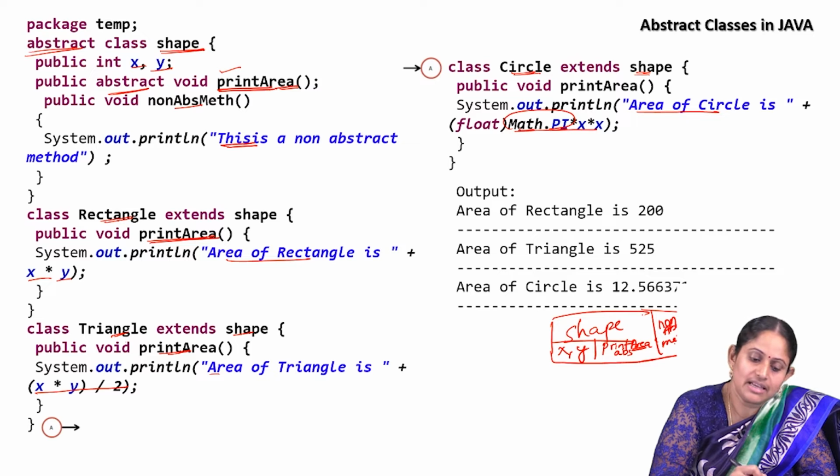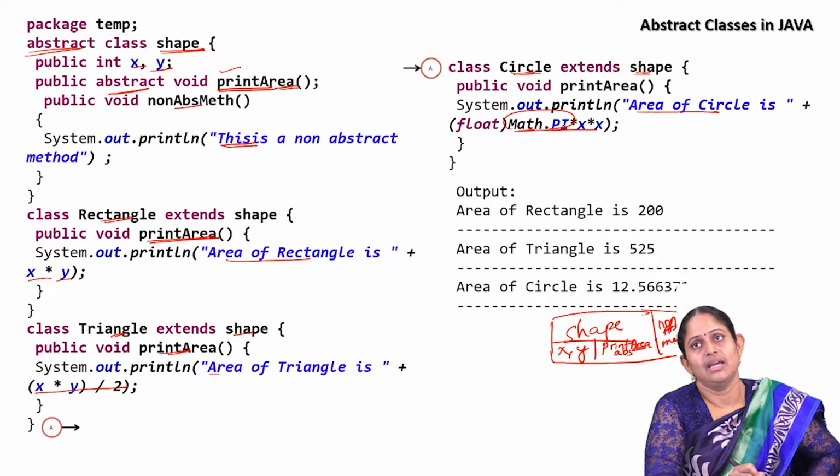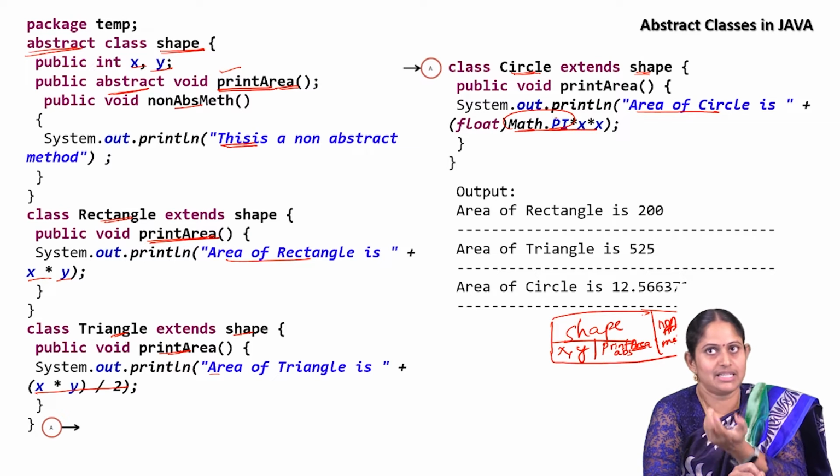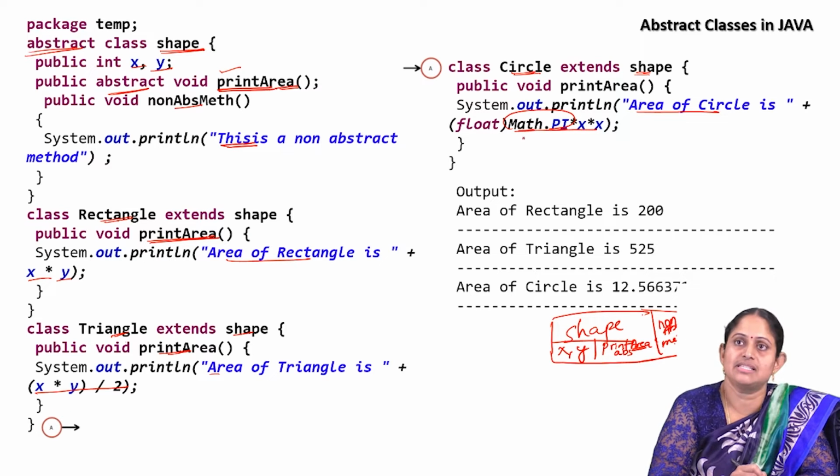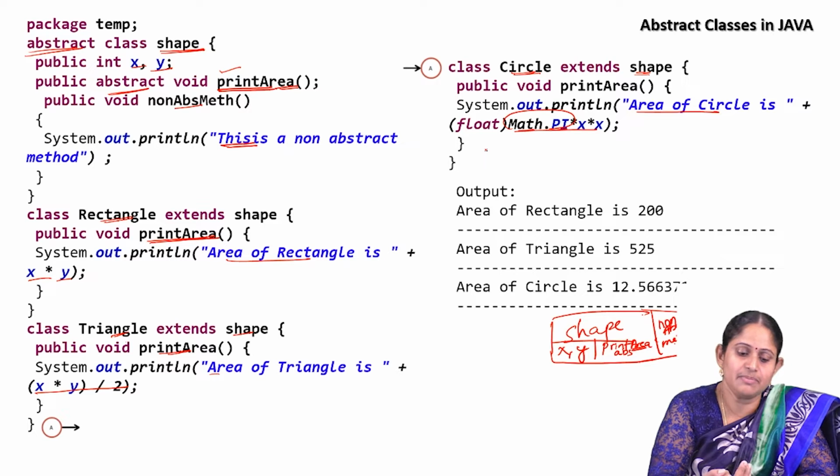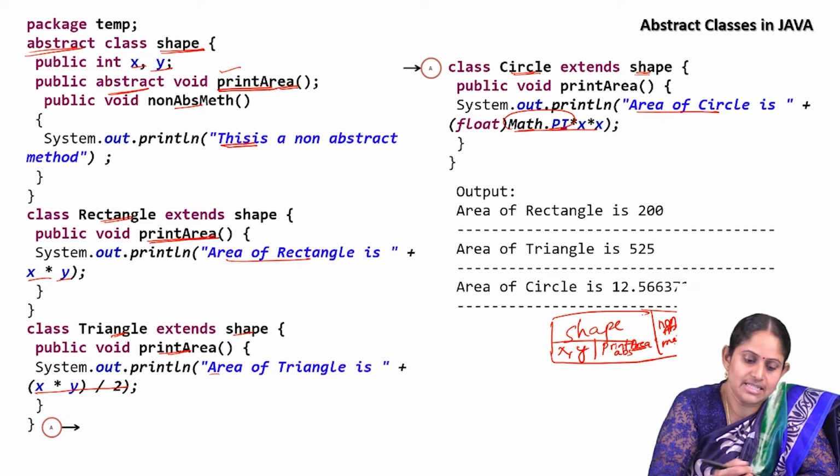Now, this Math.PI is a constant which is available inside the Math class. Math is a static class, because of which we can access the members of that class using the class name itself. That is why we are calling it as Math.PI instead of creating an object of the Math class and calling them. And we are typecasting it into float.